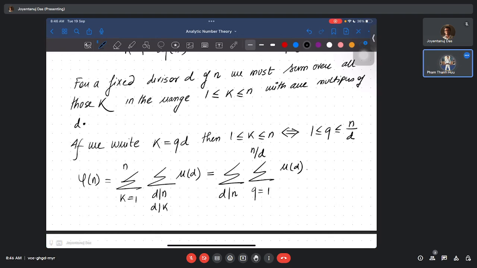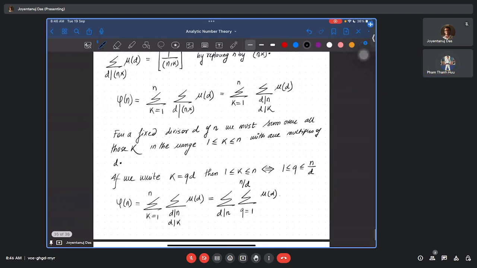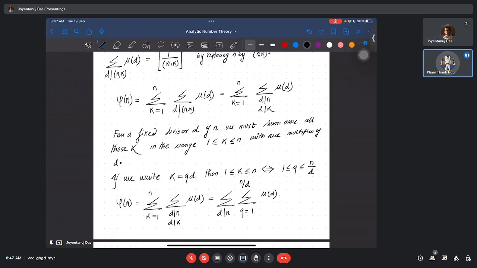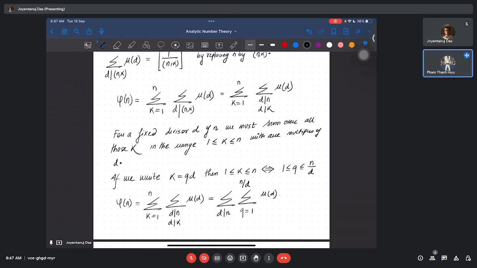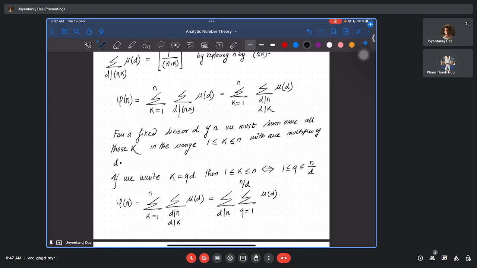Wait, consider a little bit. This step is k equal to qd. Right. So q from 1 up to n by d. That is the maximum q we can have, right?